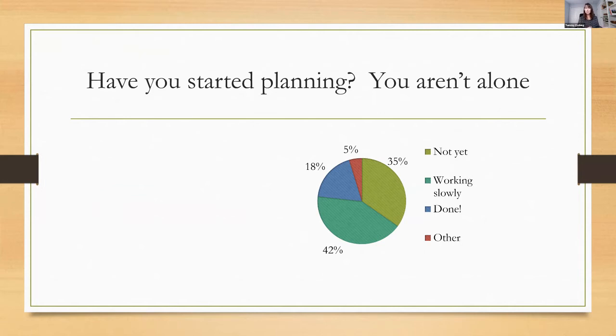So we saw that 42% were working slowly on it. Okay, so something is better than nothing, but there are certain parts you have to get through in order for the plan to actually work. 18% said they were done. I'm going to argue you're never done. That may not be what you want to hear this afternoon, but you're never going to be done with this process. It's a continual process. Some of the stepping stones may be in place, but we have to continue to revisit and continue to discuss things.